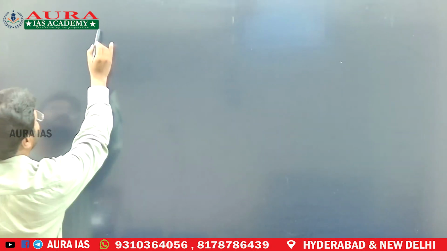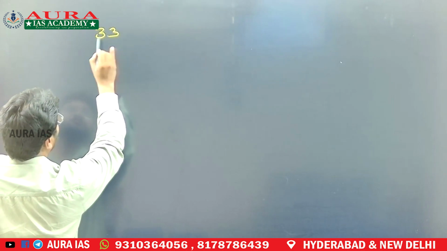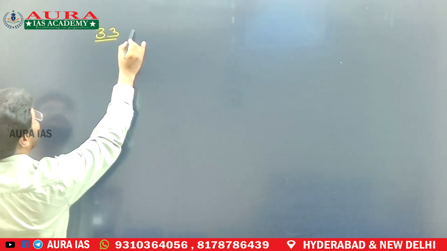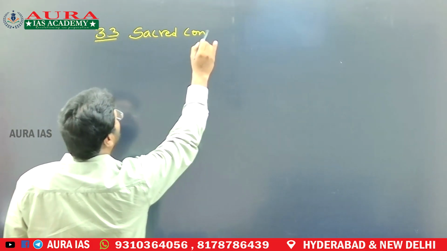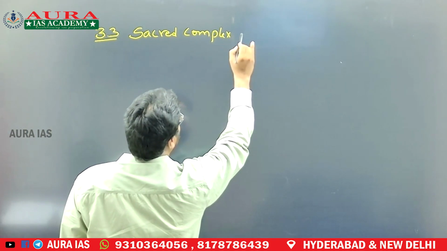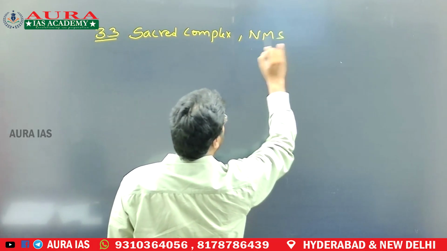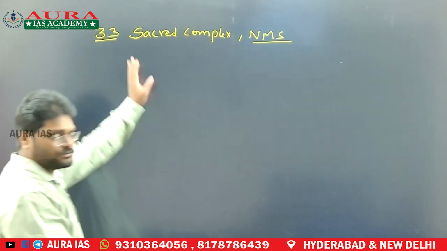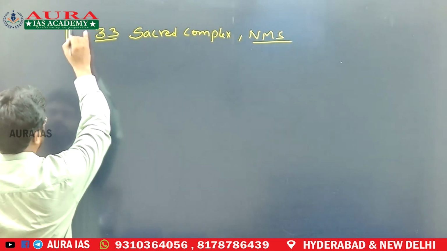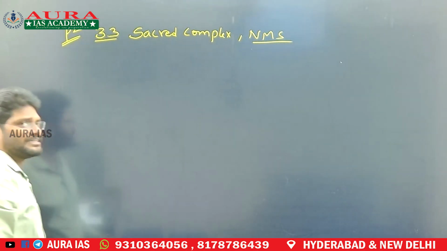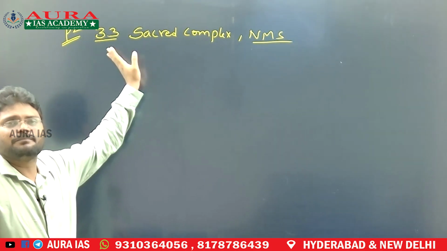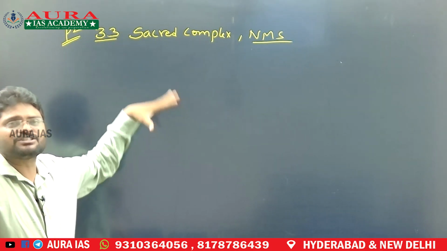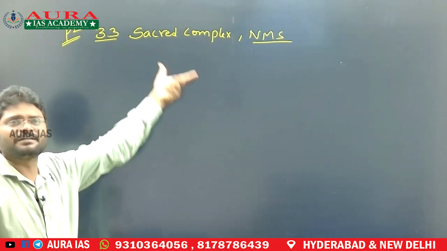The next one is 3.3: sacred complex and nature-man-spirit complex. You can do this as priority 2 because it has already been asked many times. Priority 1 you can omit temporarily, but once the priority 1 chapters are over, then you will look at priority 2.